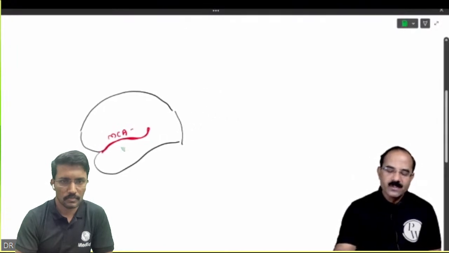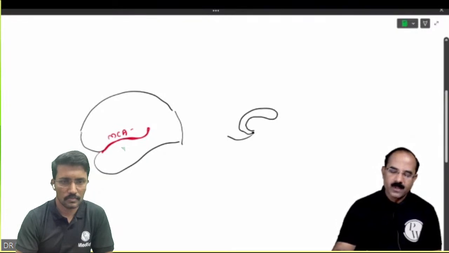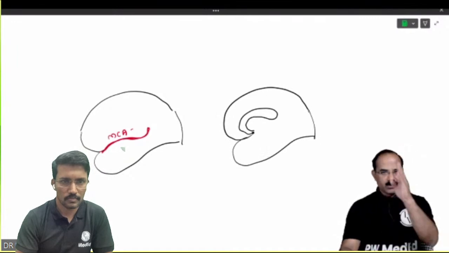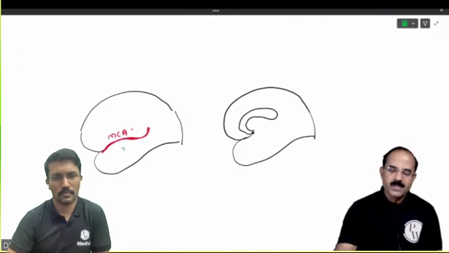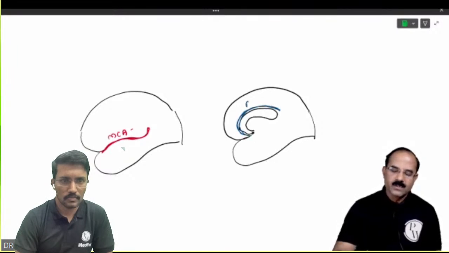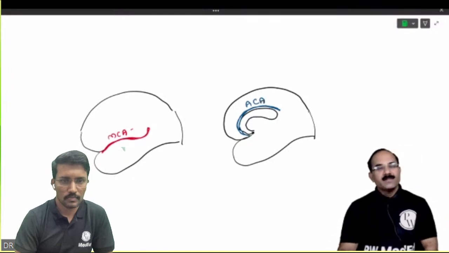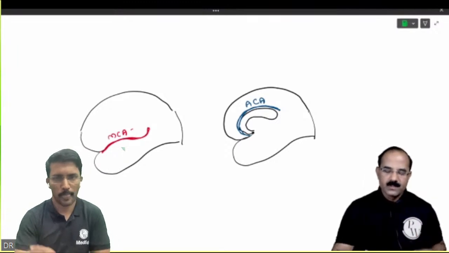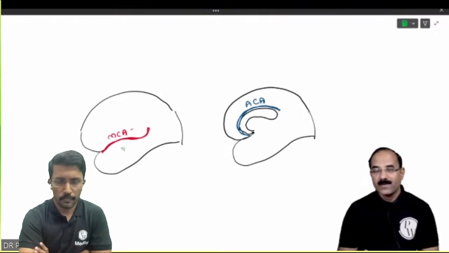And if you see this surface of the brain, okay, here, that's the corpus callosum. And which surface is this? We have taken a section, that's a sagittal section, that's the corpus callosum. And there's a sulcus here. What is this sulcus above the corpus callosum? Callosal sulcus. And there's an artery which lies in the callosal sulcus. What is this artery? Anterior cerebral artery. The anterior cerebral artery lies in the callosal sulcus. The middle cerebral artery lies in the lateral sulcus.